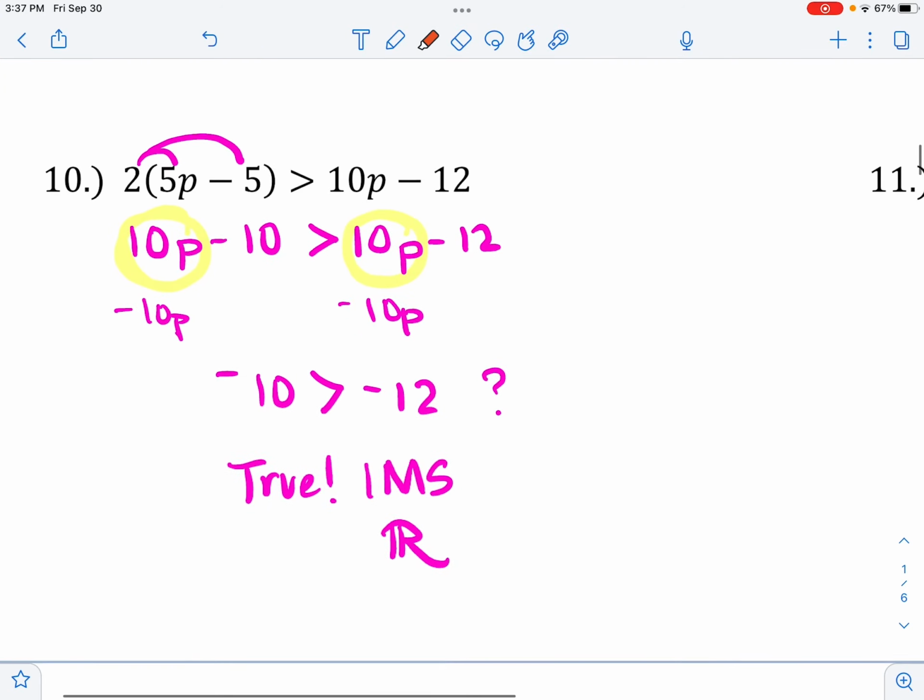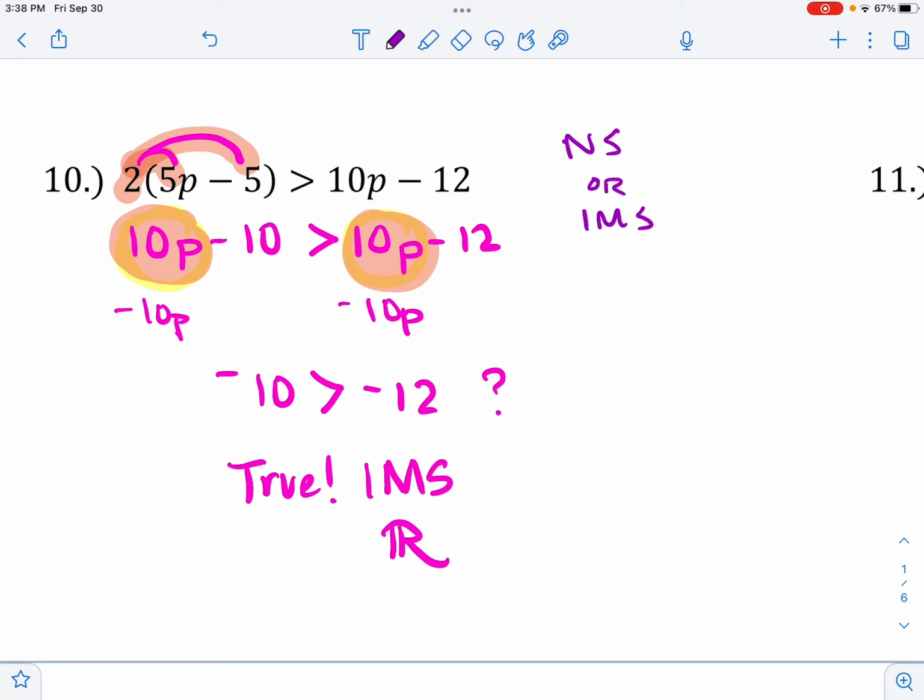Number 12, I'm going to go ahead and distribute here. And when I distribute this 2, I see that I have the same amount of variable on both sides, which means this will either be a no solution or an infinite many, right? If it's false, it's no solution. And if it's true, it's infinite many solutions or all real numbers.